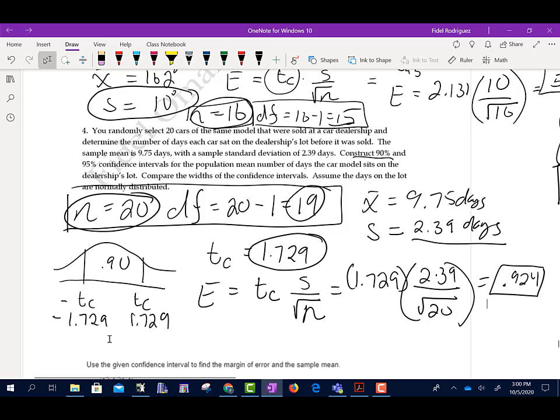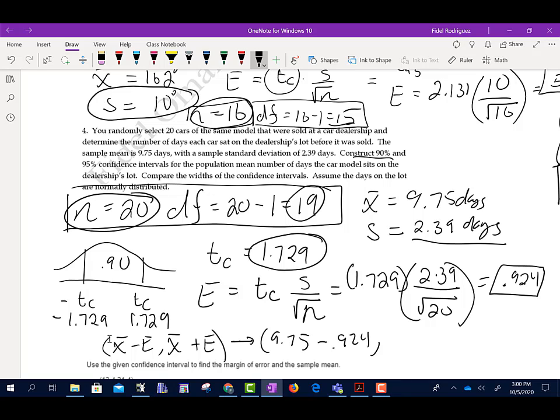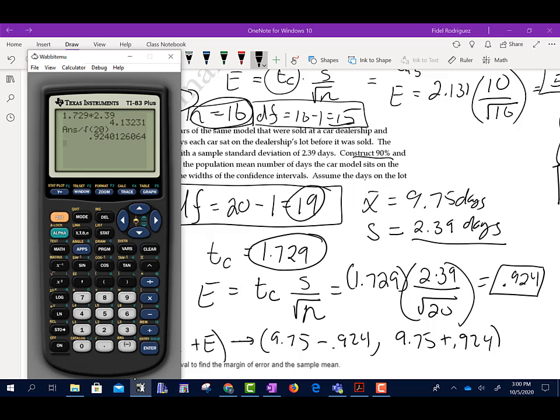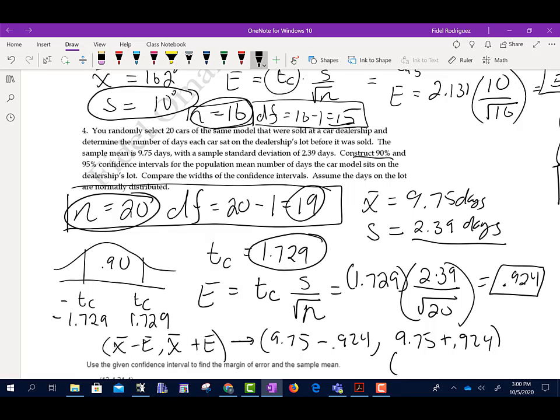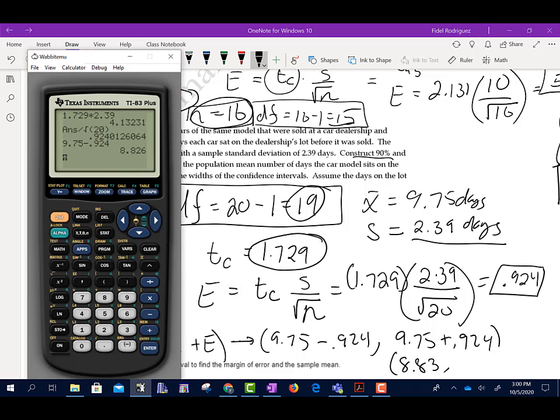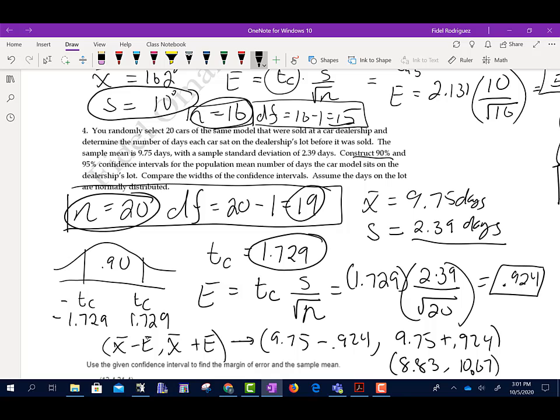All right, so now to find my confidence interval, remember, it's x bar minus the error and x bar plus the error. My x bar, we already said, was 9.75, so 9.75 minus 0.924, and then 9.75 plus 0.924. So 9.75 minus 0.924, the first value I'm coming up with is 8.826, let's say 8.83. And then we can do this again, but change the minus to a plus, and get 10.67. Okay, so we found our confidence interval.